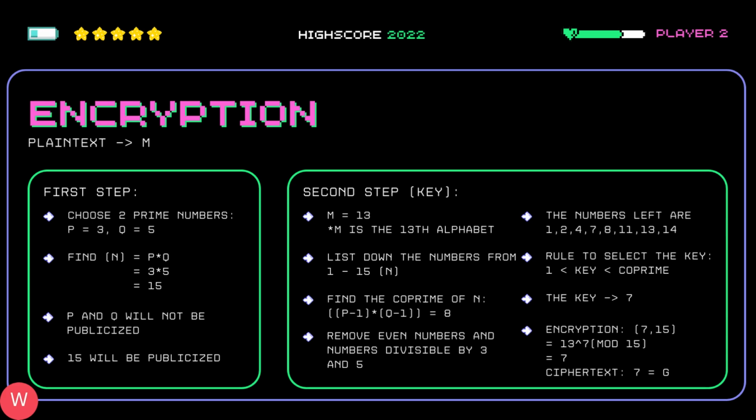Then after we have found the key, only then can we proceed with the encryption part. So the formula is 13 to the power of 7, mod 15, which will give us the answer of 7. And our ciphertext will be G because G is the seventh alphabet. So that's all from me.